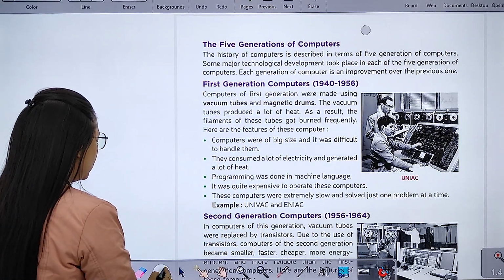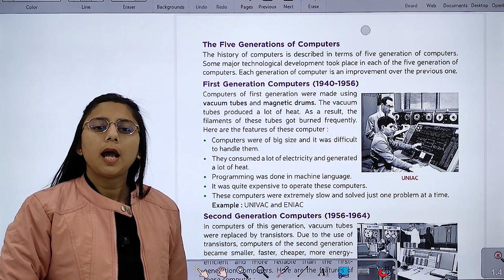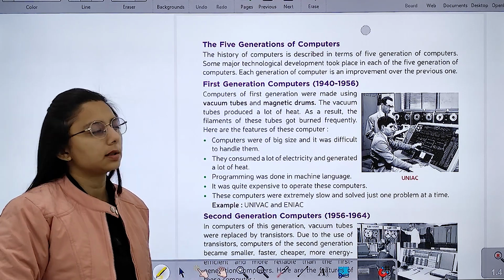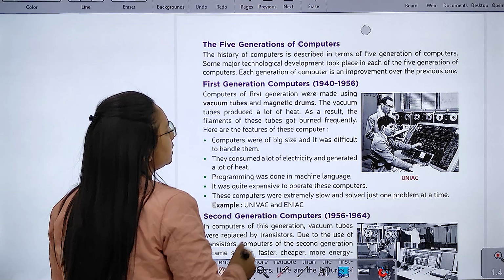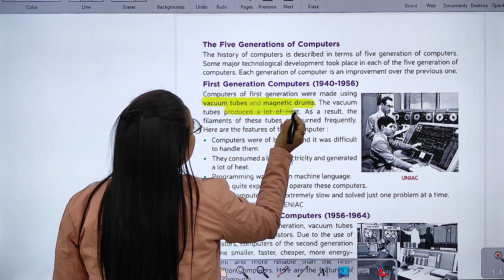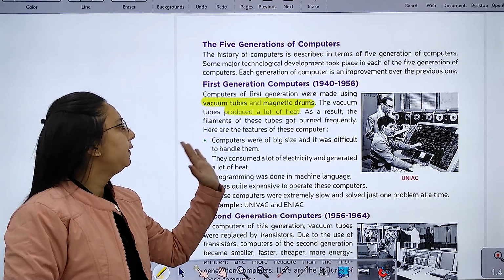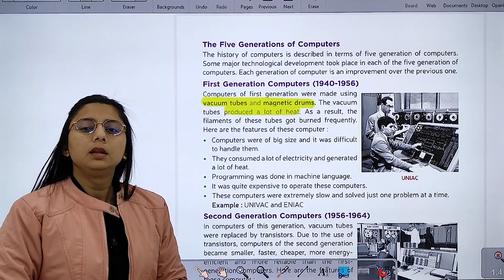Next we have five generations. Let's study the first generation, which started in 1940 and continued until 1956. Computers of the first generation were made up of vacuum tubes and magnetic drums. They produced a lot of heat. As a result, the filaments of these tubes burned out frequently.